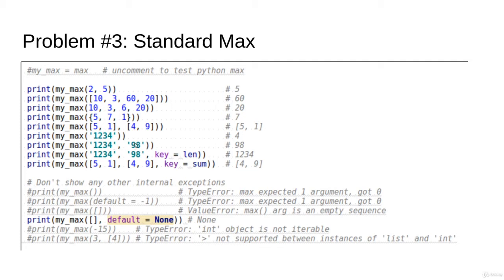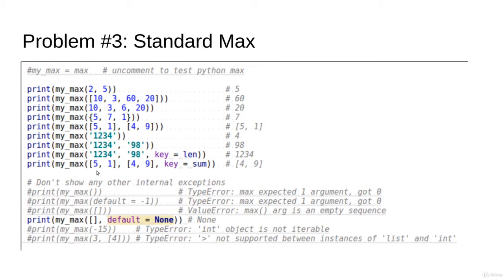Now there is also a key function. A key will be used to compare based on the key. For example, if the key is the length, then comparing these two together, 1, 2, 3, 4 has a bigger length. In a similar way, the lists 5, 1 and 4, 9 will return 4, 9 with the key sum because 4, 9 is bigger than 5, 1.